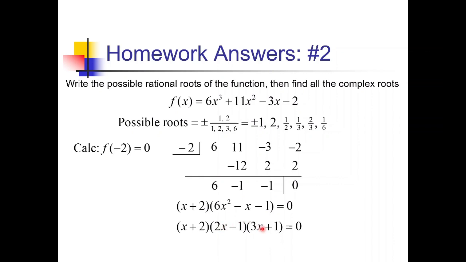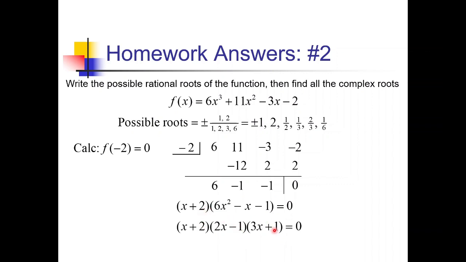Now this is just a guess. I don't know for sure that this is going to work. Let's double check it. 2x times 1 is 2x. Negative 1 times 3x is negative 3x. Negative 3x plus 2x gives us negative 1x. So that did work. Hey, I got lucky on my first try.